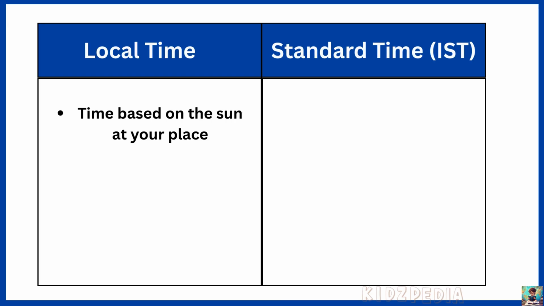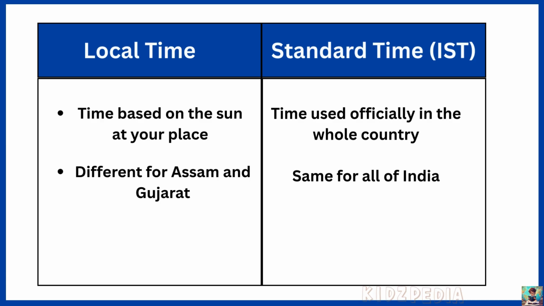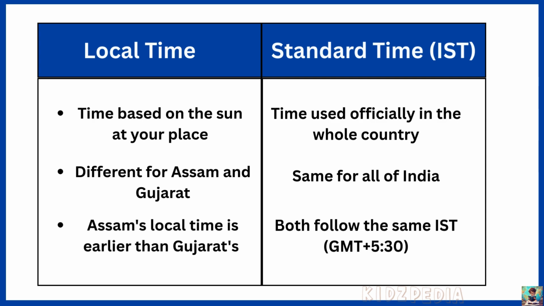So what's the difference? Local time is the time based on the sun at your place, and standard time is the time used officially in the whole country. Local time is different for Assam and Gujarat. Standard time is same for all of India. Assam's local time is earlier than Gujarat's. Standard time both follow the same IST, GMT plus 5:30.